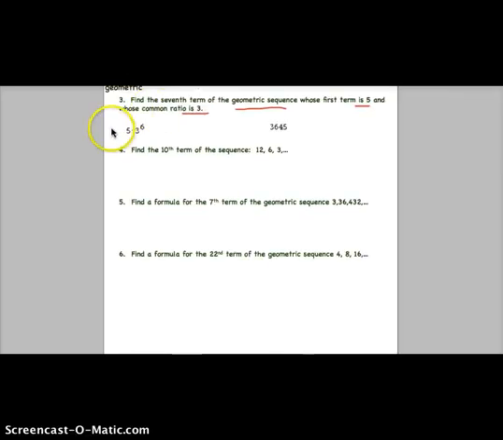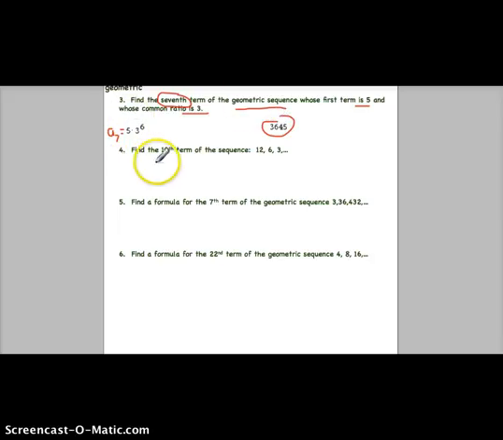So to find the 7th term, we multiply the first term of 5 times 3, and we raise that to the 6th power because it's asking for the 7th term, so 7 minus 1 is 6. So that's equivalent to 3,645.